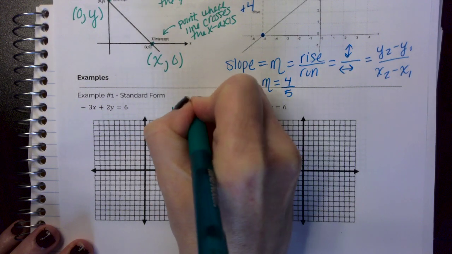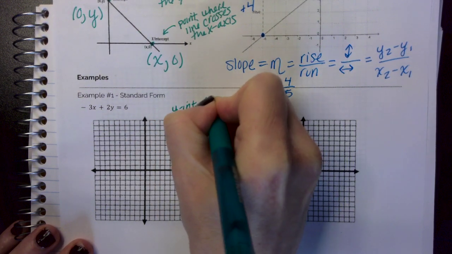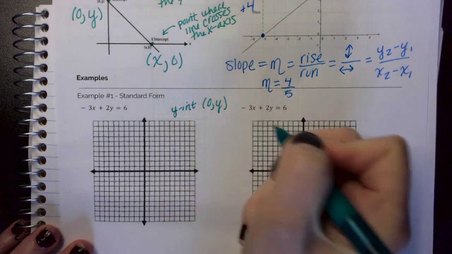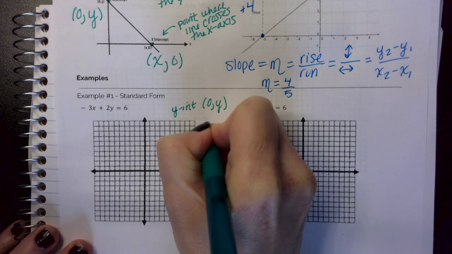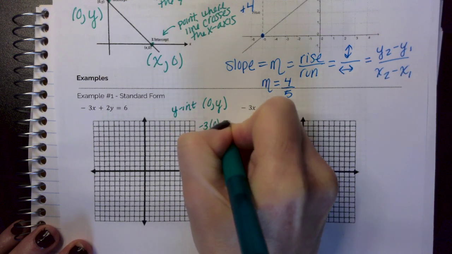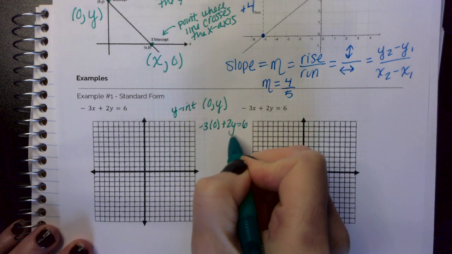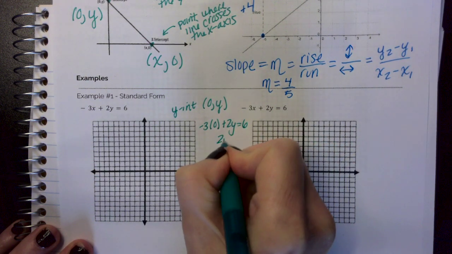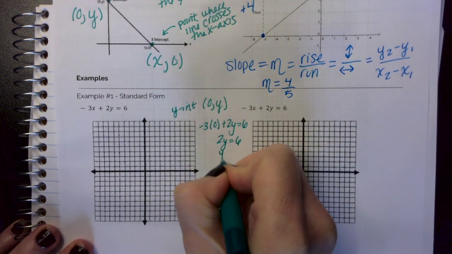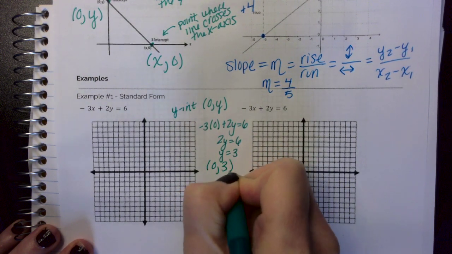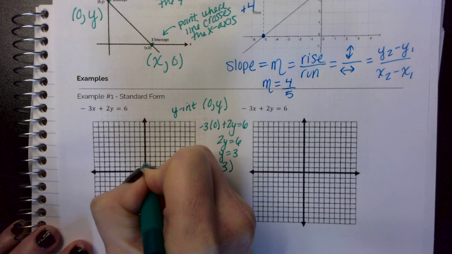Let's start by finding the y-intercept. So this is 0, y. This is when x is 0. So I'm going to rewrite the equation, -3 times 0. You'll see I made x 0, and I'm going to figure out what y is when x is 0. So 2y equals 6, y equals 3. That means the y-intercept is 0, 3. 0, 1, 2, 3.